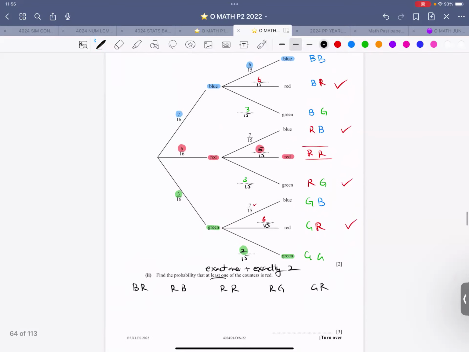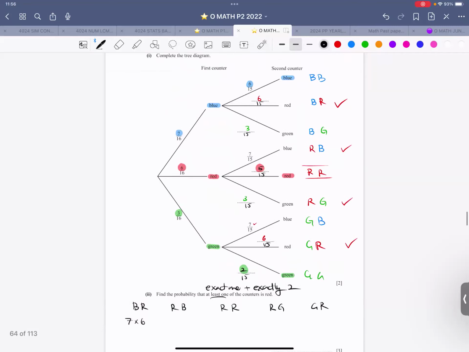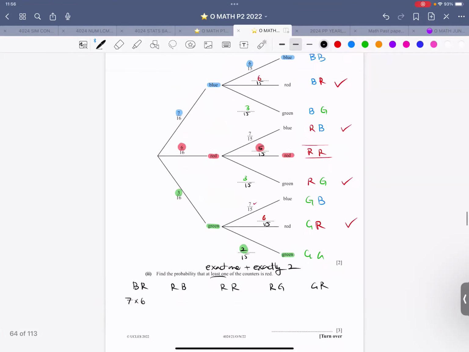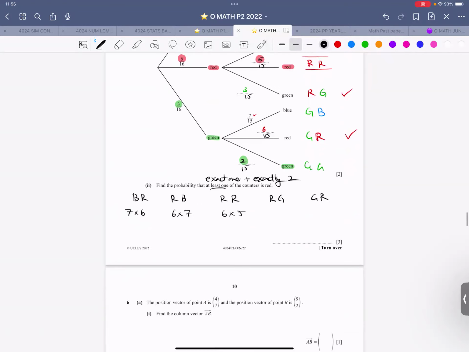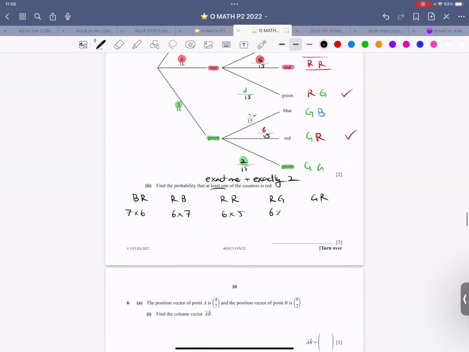So blue red, that is 7 and 6. Let me first multiply. This is 7 into 6. And then red blue, that is 6 into 7. Red red, that's 6 into 5. Red green, which one is that? Red green is 6 into 3. Green red, that is 3 into 6. They all have a denominator of 16, 15, and so on. And it's all the possibilities added up together.